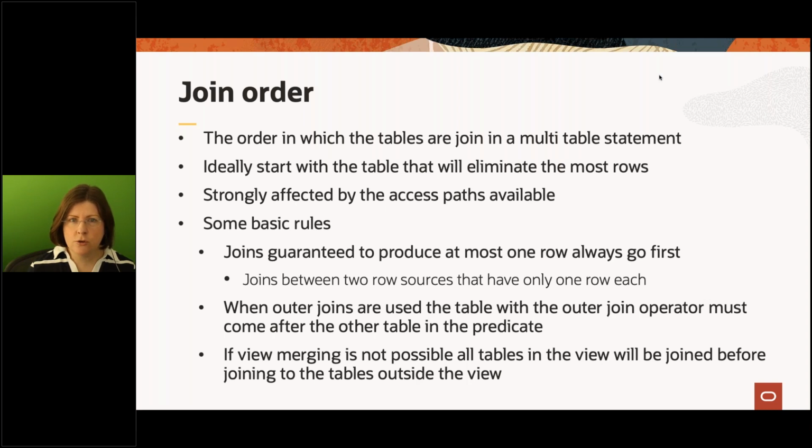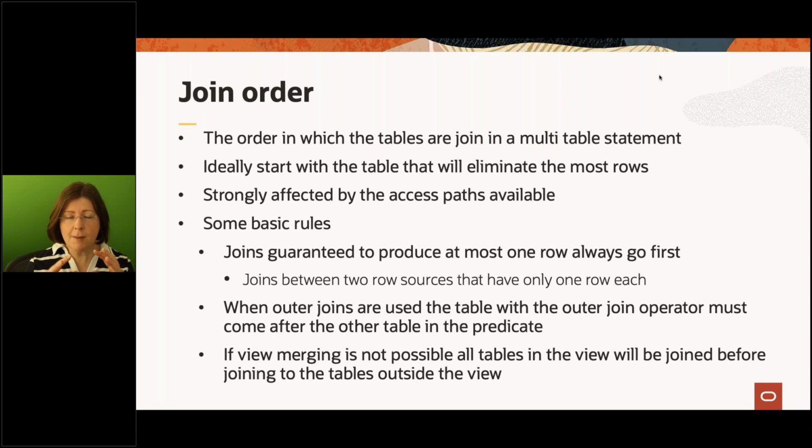If you use outer joins, then the table with the outer join operator must come after the other table in the join, so we're able to pick up all of the rows that don't match as well as the matching rows. So you are dictating to a certain degree the join order when you use outer joins. The same is true with views.